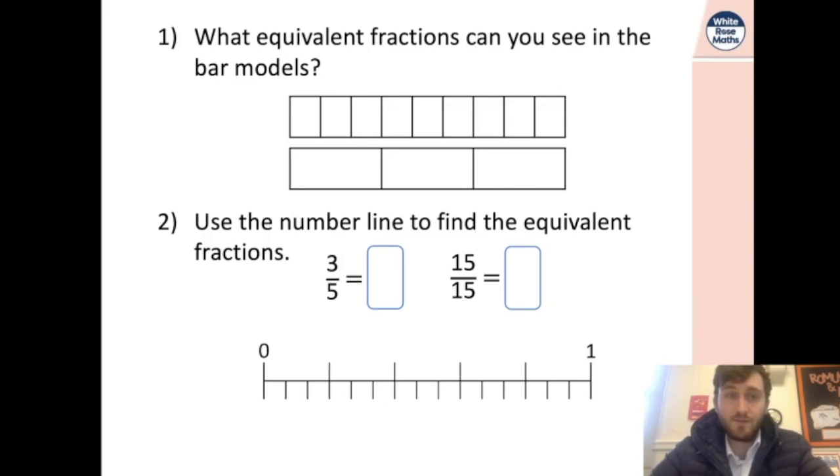Okay then, so question 1. What equivalent fractions can I see in the bar models? Well, firstly, I know that this top bar model is split into ninths. And then my next bar model, I can tell, is split up into thirds. And now I can see that this line matches up perfectly with the one below. So I can see that 3/9 are equivalent to 1/3, because I can count 1, 2, 3/9, and it's 1/3.